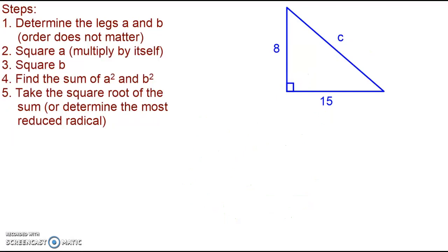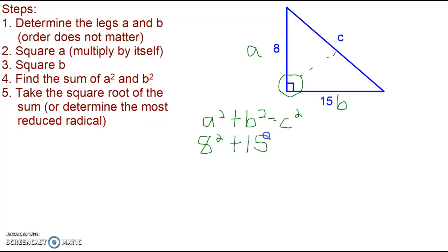Alrighty, right here, we are going to again look for that 90-degree angle right here. Across that 90-degree angle is the hypotenuse, which is C. So we're just going to make these other legs A and B. Again, it does not matter which leg is which. So I'm going to write A squared plus B squared is equal to C squared. Now I'm going to plug in A and B. So our A is 8, so we're going to have 8 squared plus our B, which is 15, 15 squared is equal to C squared.